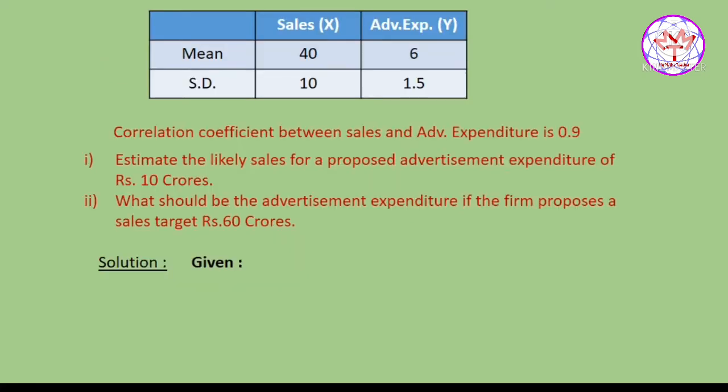So we are given X bar is equal to 40, then Y bar is equal to 6, then sigma X is equal to 10, sigma Y is 1.5, and correlation coefficient, that is R, is equal to 0.9. Right? So let us start with the first sub question.